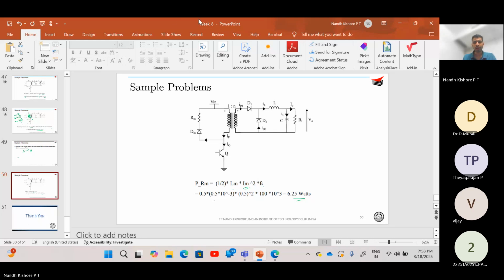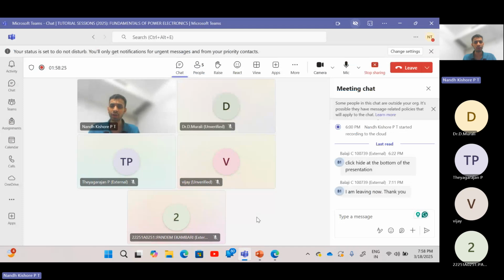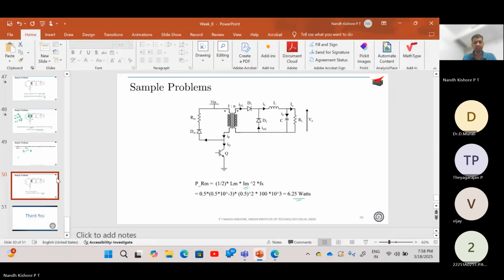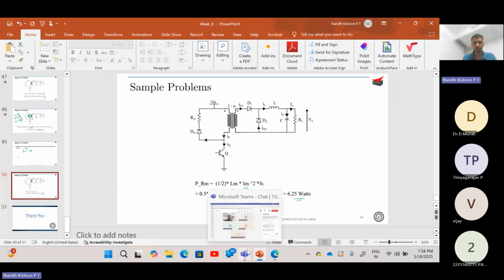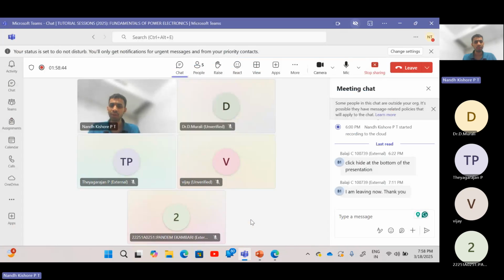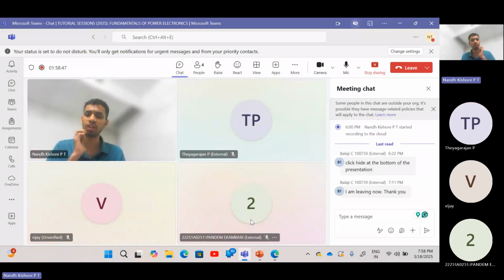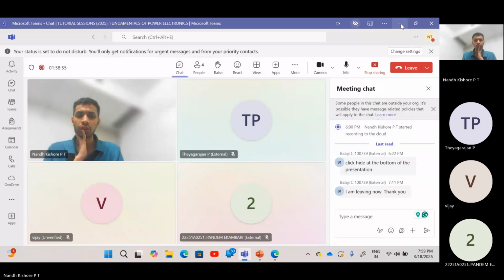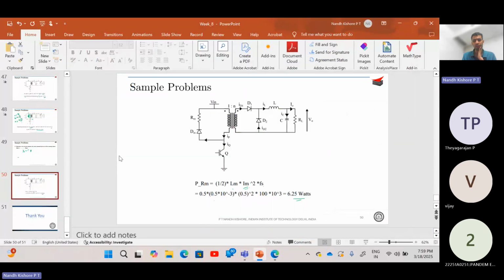So thanks for attending today's session. If you have any doubts, this is the right time to ask, or else we can close for the day. I think we have seen quite a few problems on forward and flyback converters. Please do go over the problems. I think this should help you in solving the assignment. If you have any doubts, please do write in the chat box, or else we can close for the day.